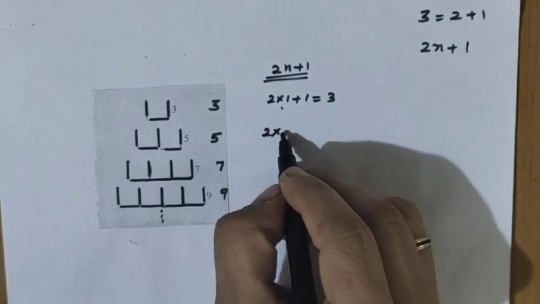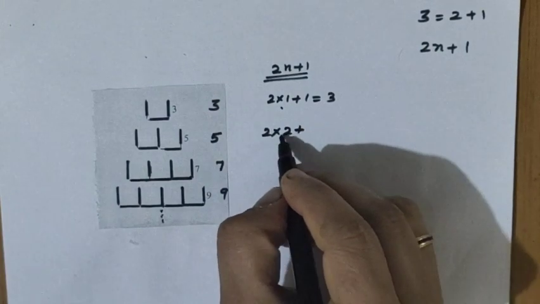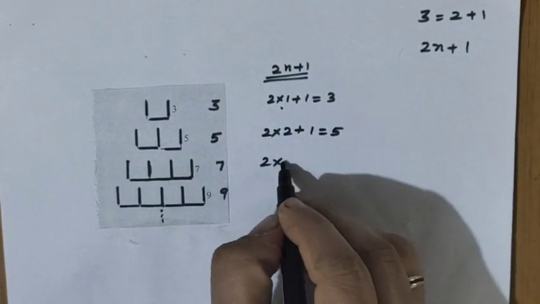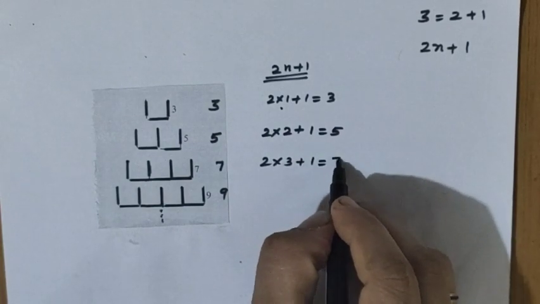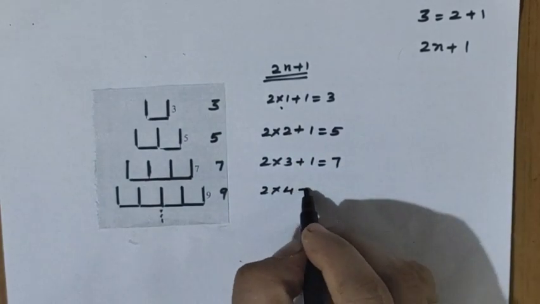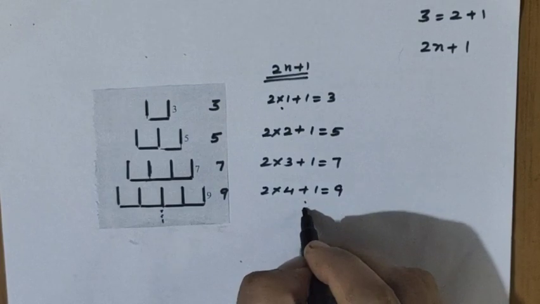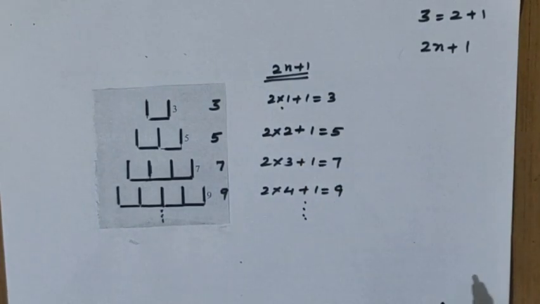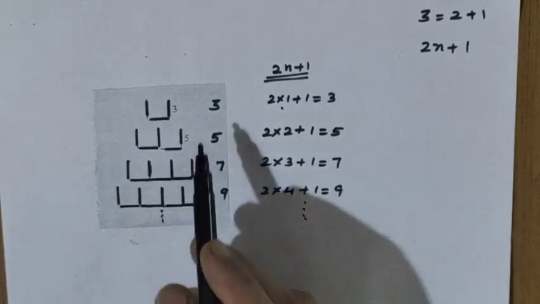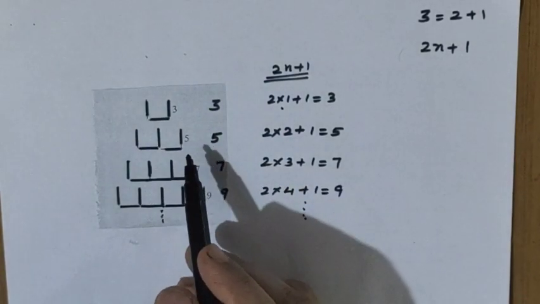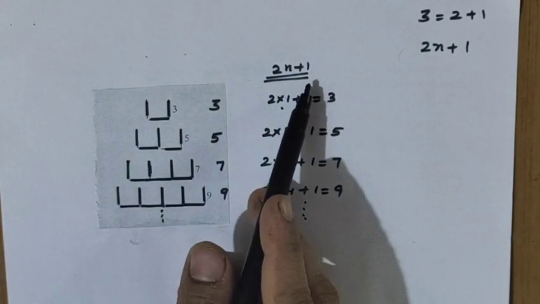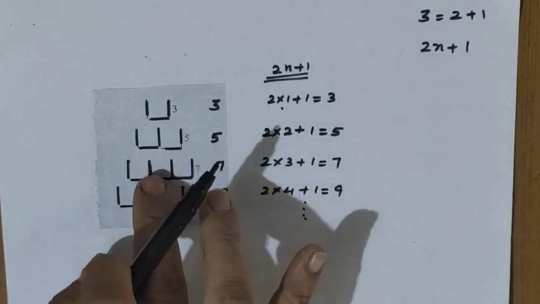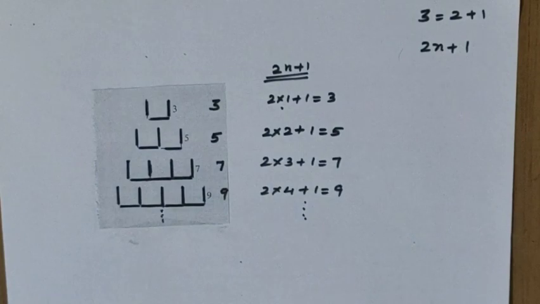Now the second case, we replace n with 2. So 2 into 2, 4 plus 1, it is equal to 5. 2 into 3 plus 1, 7. 2 into 4 plus 1 equal to 9. Right? So we are satisfied with the first 4 numbers, and the rule for the letter U we can take as 2n plus 1. That means these many line segments we have used for making this one in each section.